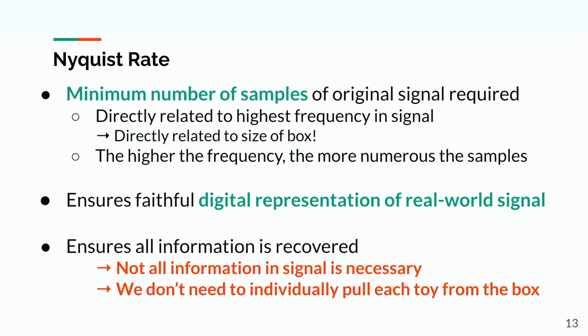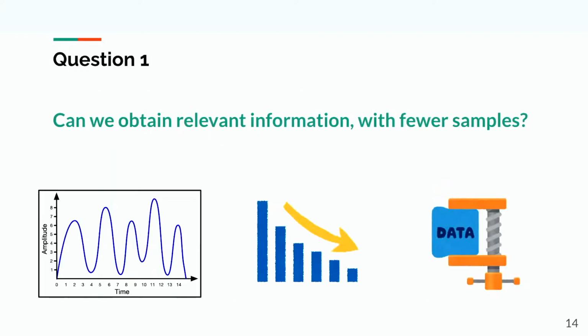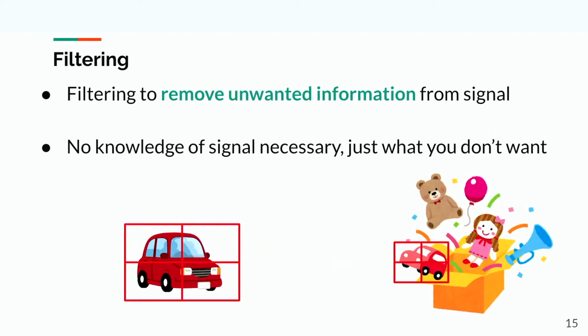However, it's very important to note that not all of the information is necessary, right? If we have a box full of toys, we don't actually want every toy. We only want a small selection of them. So the first question that we had to solve was, is it possible to obtain only the relevant information that we want using fewer samples? We'll get back to that in a second. I want to talk about the second problem.